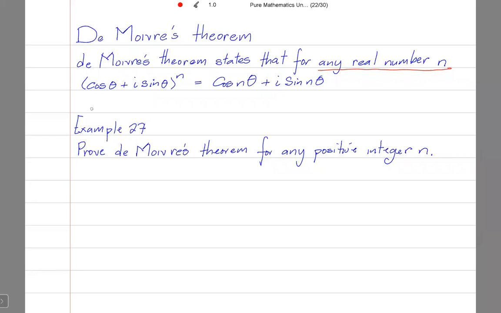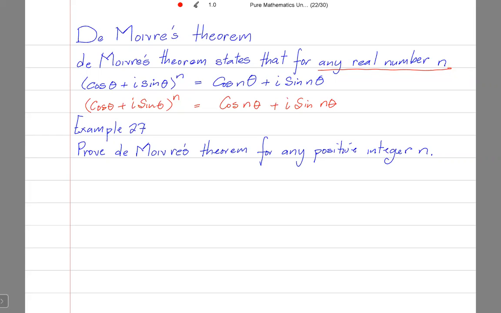So the Morse theorem, that's cos theta plus i sine theta raised to the n power is equal to cos n theta plus i sine n theta. That's the Morse theorem.